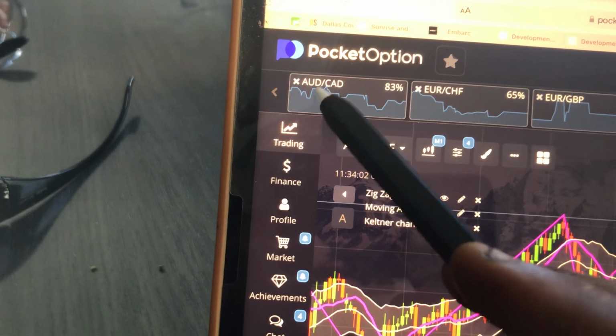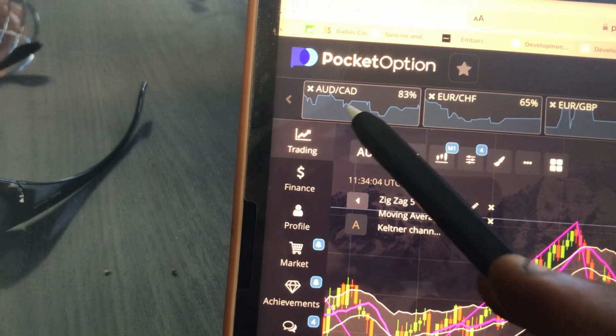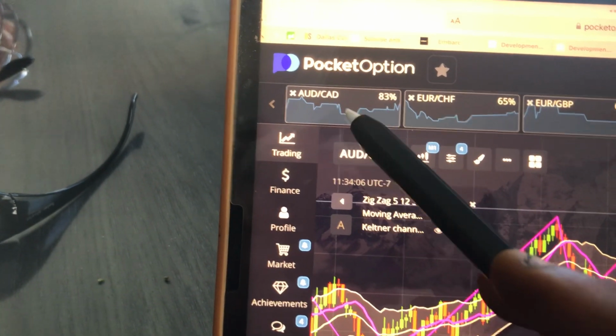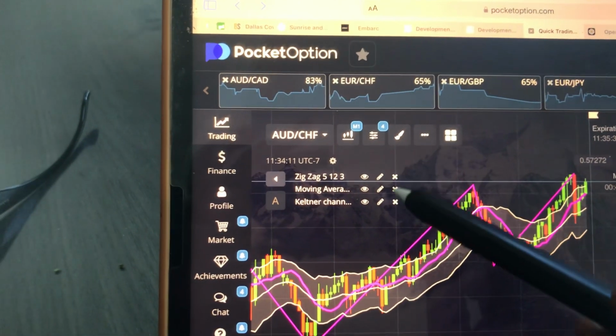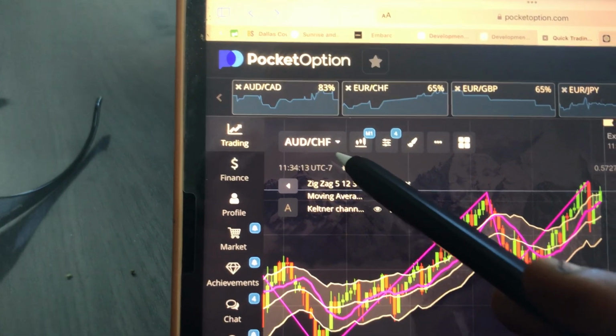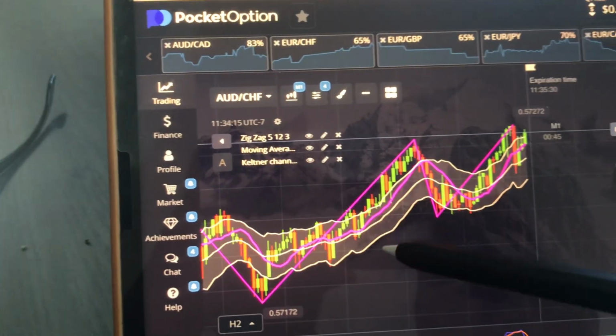The pairs just mean two currencies, for instance, right here at the same time. AUD, CAD, EURs, those are pairs. So right now we're on the AUD CHF pair. This is what's going on.